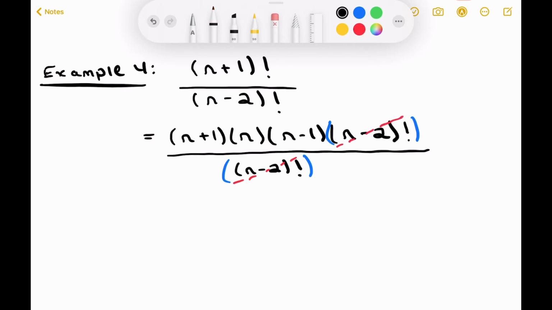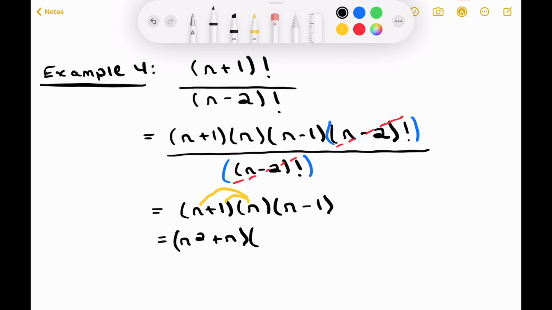Anything over itself is just 1. And then we get n plus 1 times n minus 1 left over. Let's try and simplify this for what we have. So we'll FOIL the first set of brackets. We'll multiply the n to the first two terms. That's going to give us n squared plus n. And we're going to keep that in brackets just because we're going to have to multiply it to this next set of brackets here. So now if we FOIL this one, starting with the first, we're going to have to apply the n squared to both the n and the n minus 1.